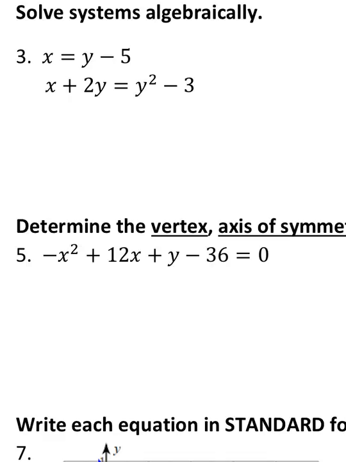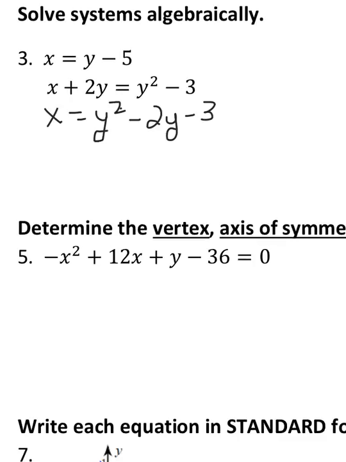So what I'm going to do is isolate x, and then set these equations equal to each other. In this first step, I have simply moved this plus 2y to the other side of the equation. So I have x equals y squared minus 2y minus 3. Now I'm going to set this equation equal to this equation, and I'm going to continue solving for y. Here you can see I have set these two equations equal to each other, and that eliminates x, and then I can go ahead and solve for y.